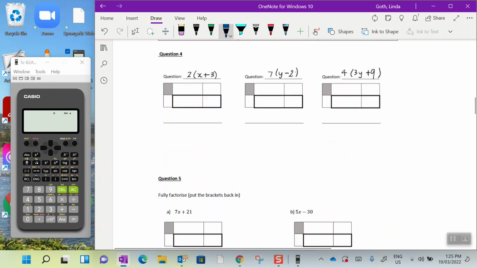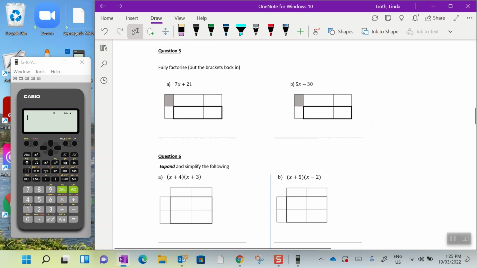There's lots of different methods for doing question 4, but I'm going to do it the way we did it in class. I'm going to set it out as 2, x plus 3, and remember to multiply in the corners. So 2 times x is 2x, and 2 times 3 gives me plus 6, so my answer is 2x plus 6. In this one I've got 7, y minus 2, and I'm multiplying, so my answer will be 7y minus 14. And in the last one I've got a 4 here, I've got 3y here and plus 9, I need to multiply. 4 times 3y is 12y, and 4 times 9 is 36. My answer is 12y plus 36.